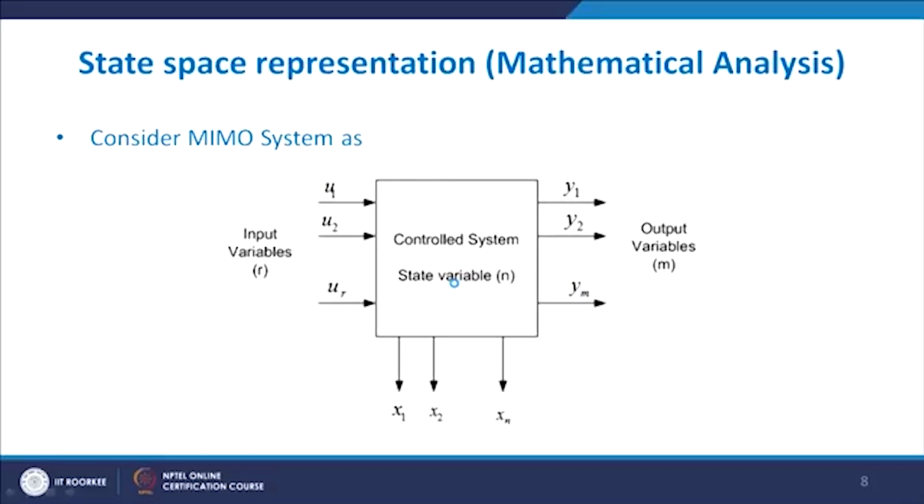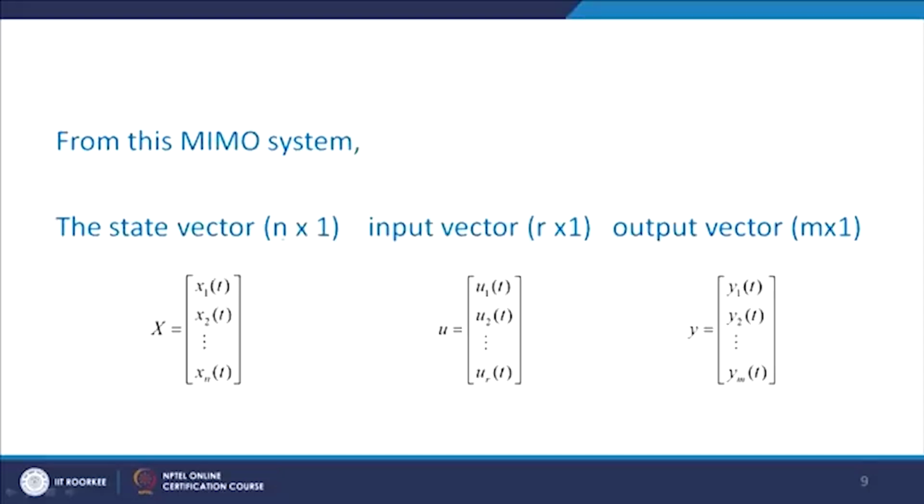Now again I am giving the same diagram. Here again, input variables u1 to ur, output variables y1 to ym, state variables x1, x2, up to xn. The state vector we can represent as x. Here the states are n, so we write x1, x2, xn as n cross 1. The input vector is r cross 1, that is u1, u2, up to ur, and the output vector is m cross 1, y1, y2, up to ym. That means m indicates the output, r indicates the input, and n indicates the number of states.